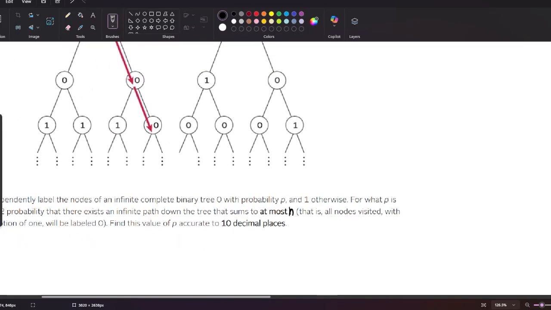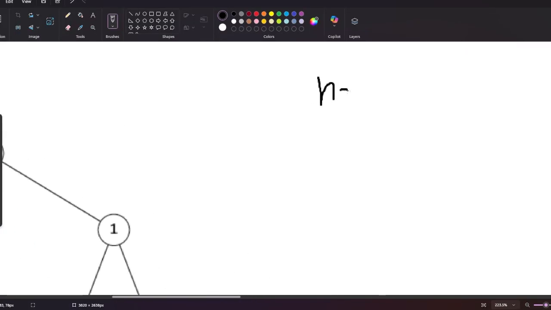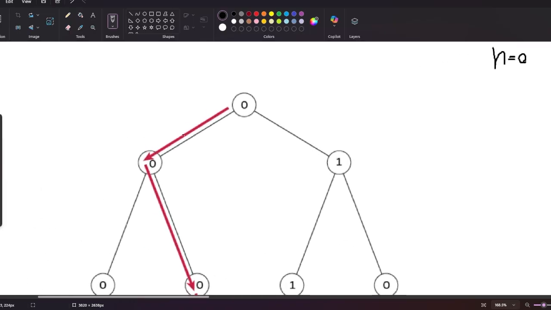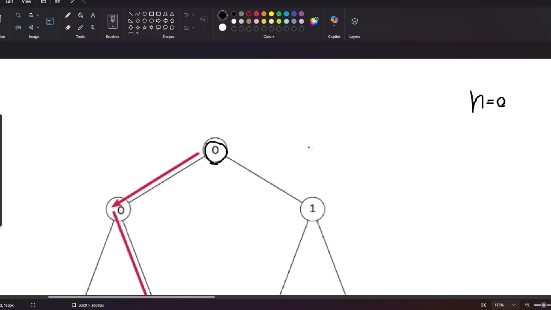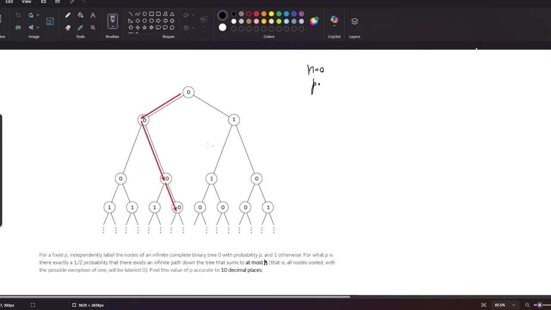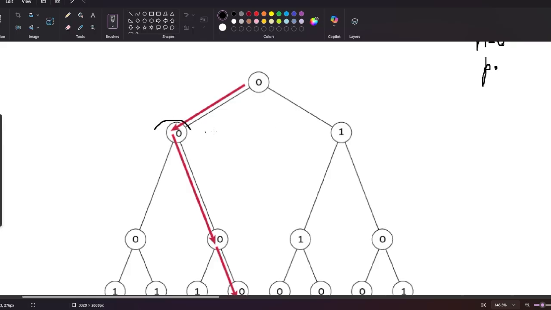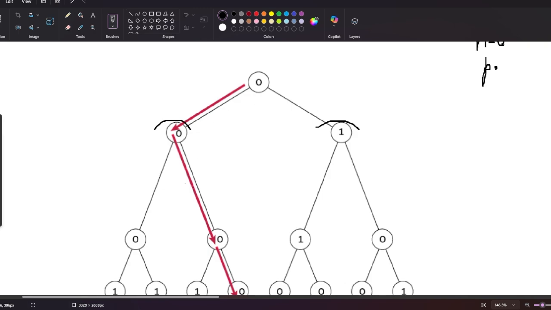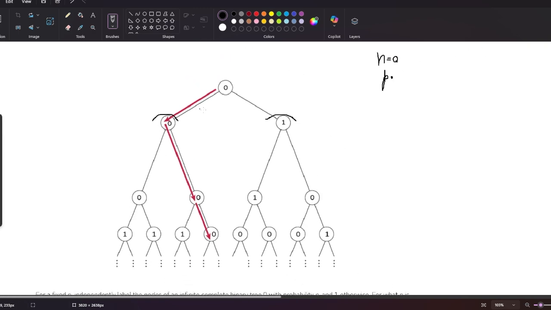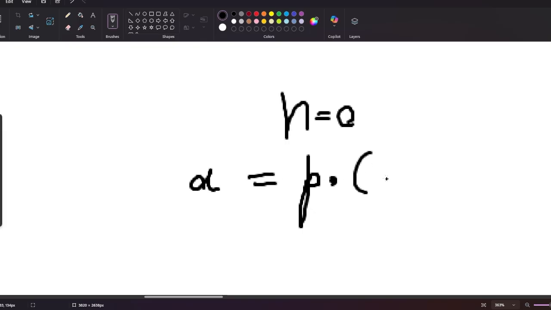Alright, now let's work on the simplest case, n is equal to 0. Well, if we're to look into the very base of it, obviously it has to be 0, so the probability for that is going to be p times something. What is it? Well, if we're to look into the children, they themselves are also infinite binary trees, and for them to have a 0 path is gonna be the same exact probability. So what we can do is we're gonna name this probability a, and we're gonna say that this equals p times a plus a minus a squared.